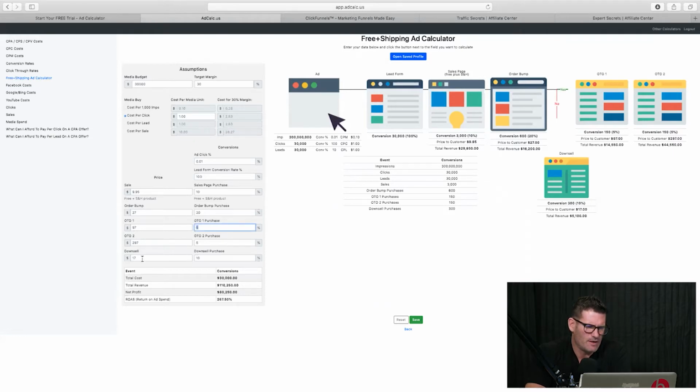I'm going to get rid of the OTO, the downsell for now. Just keep it simple, okay? So they land on the OTO1. So we're getting 5% of the people to convert at $97. So that means it's 5% of 3,000 people that purchased on the sales page for the $9.95. So you're going to get another 150 sales on the back end at the $97. Because those 150 people bought, they're going to land on the next offer, which is the OTO.